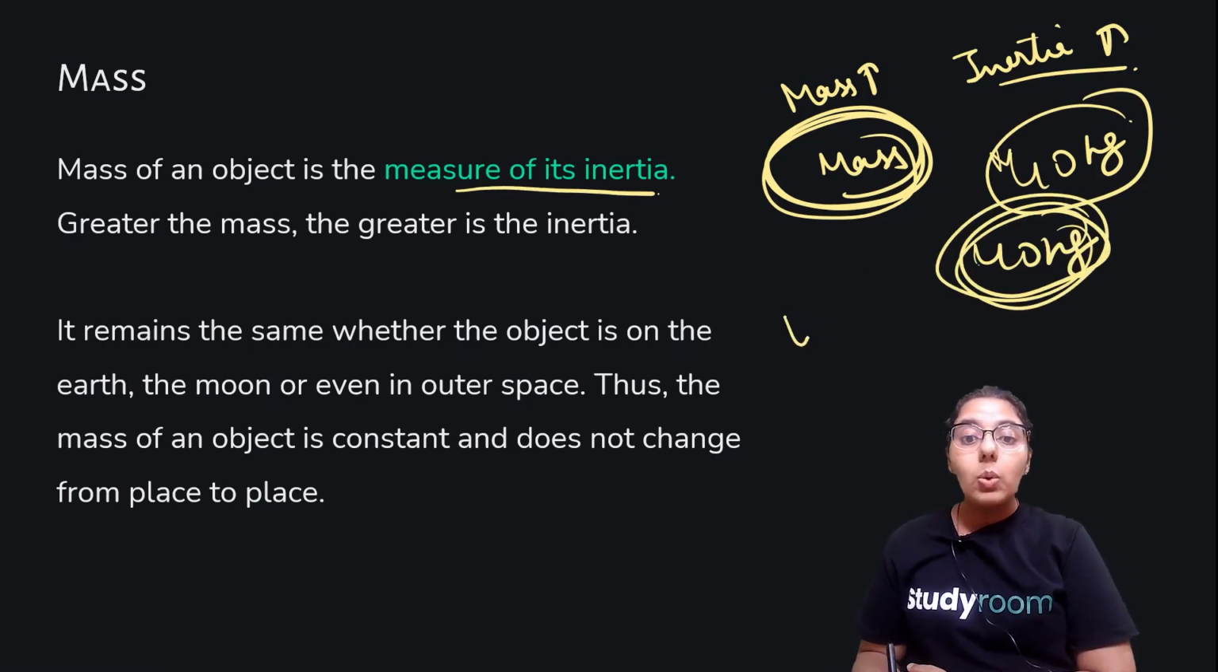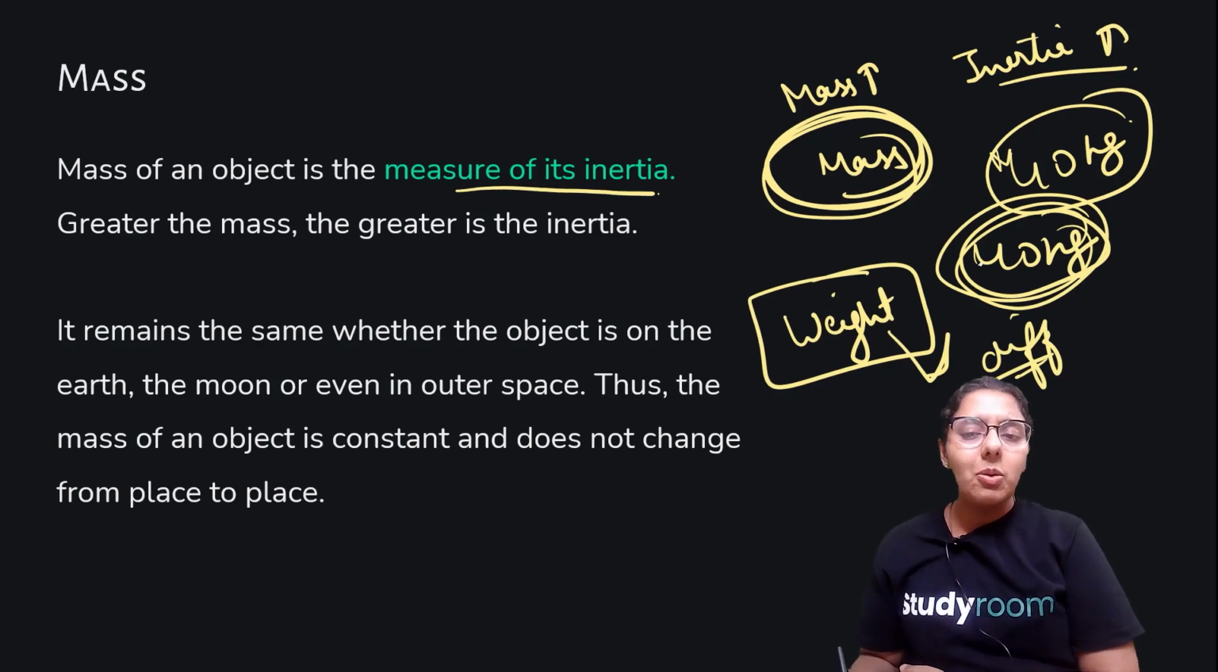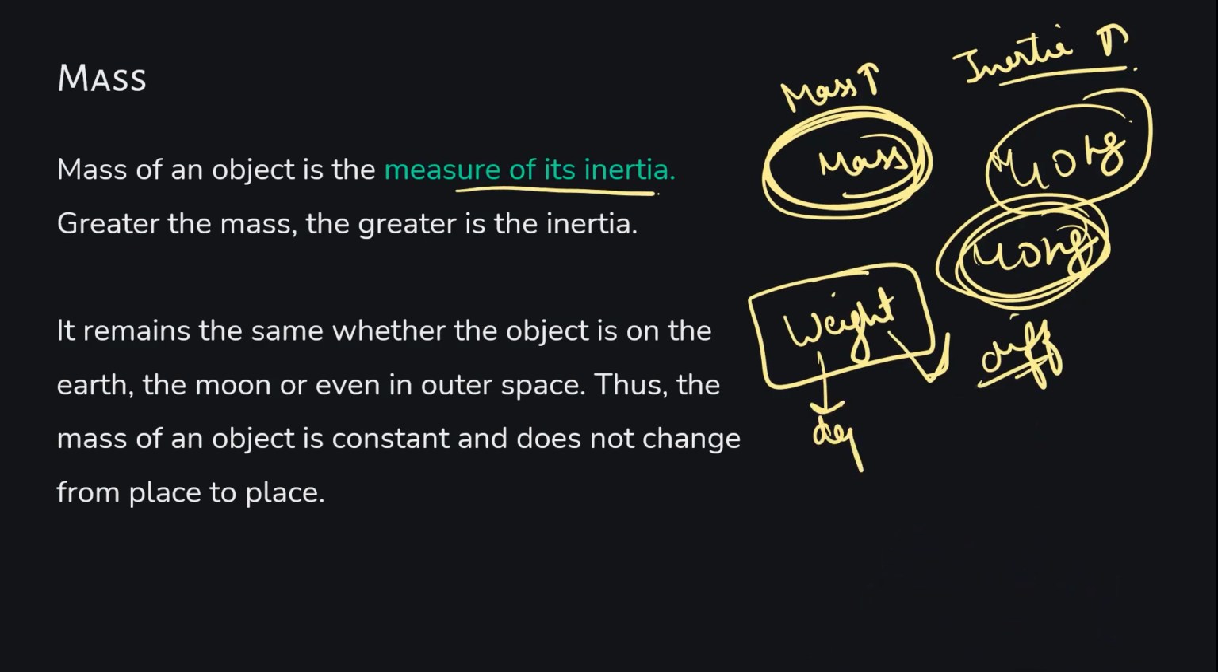But when we talk about weight, it is different everywhere. Why is it so? Because weight, we'll study about it, is dependent on g. And your g changes on every platform. g is different for Earth. Your acceleration due to gravity is different on the Moon, correct? So your mass remains the same whether the object is on Earth, the Moon, or even in outer space. Thus, the mass of an object is constant and does not change from place to place.